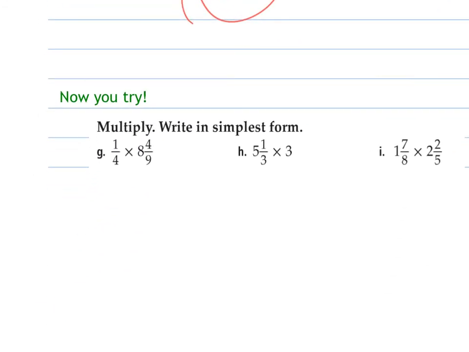Okay, so 3 that I want you to pause, try on your own, and then come back. Make sure you turn those mixed numbers into an improper fraction first.